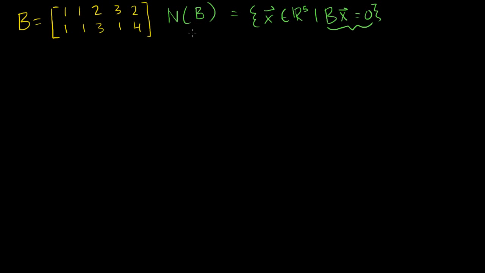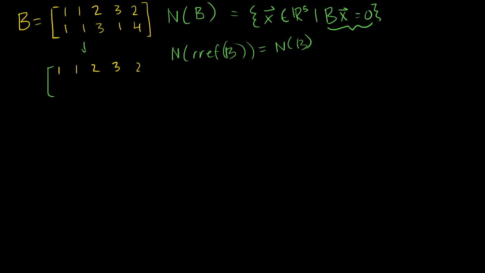And we've seen before that the null set of the reduced row echelon form of B is equal to the null set of B. So what's the reduced row echelon form of B? This is actually almost trivially easy. Let me just take a couple of steps right here. To get a 0 here, let's replace row 2 with row 2 minus row 1. So what do we get? Row 1 doesn't change. It's just 1, 1, 2, 3, 2.